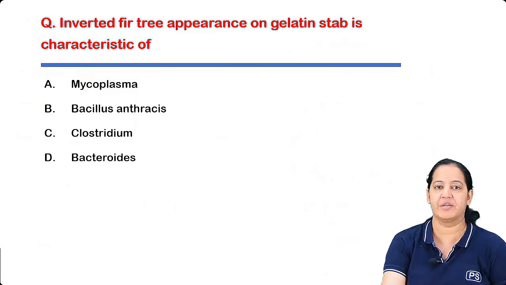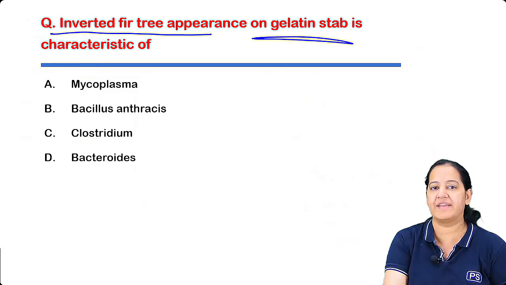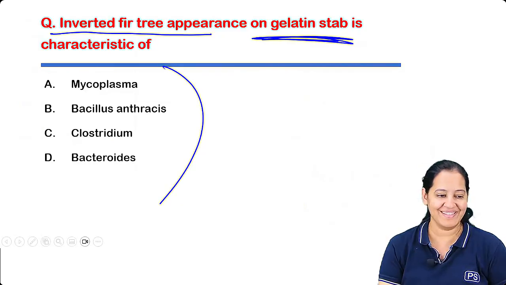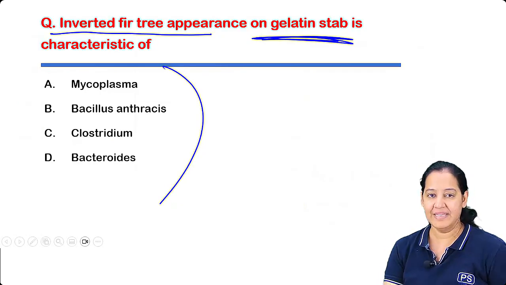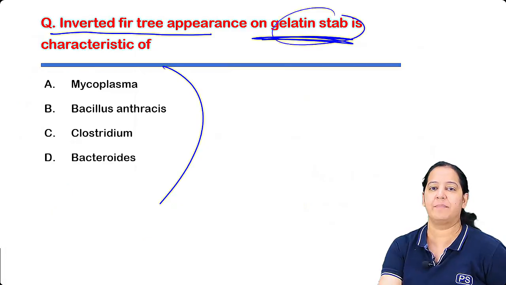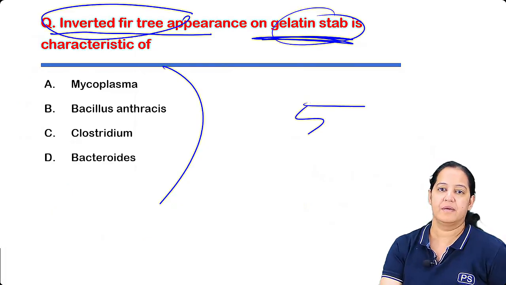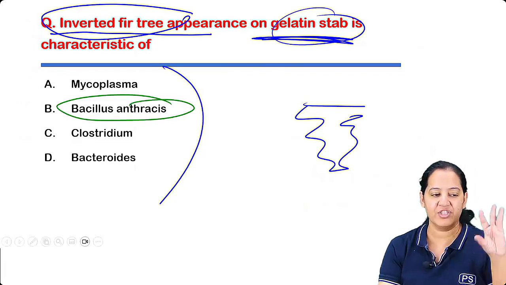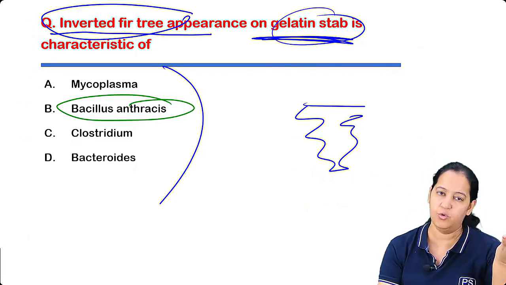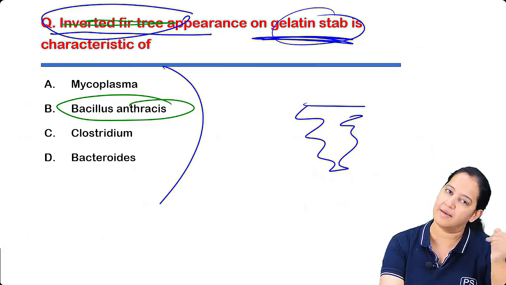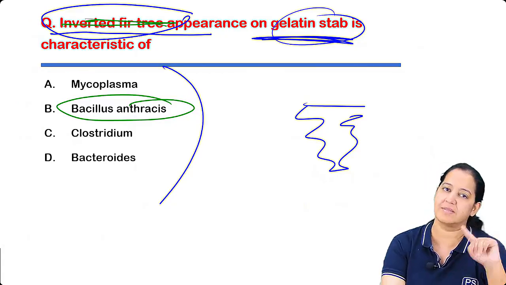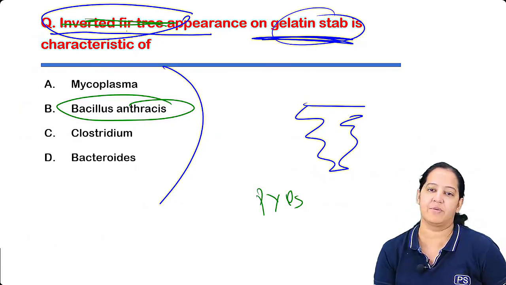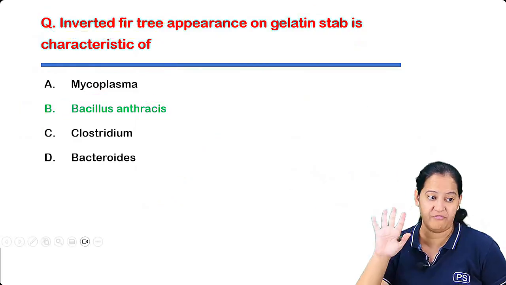Read the question. Inverted fir tree appearance on gelatin stab is a characteristic of which bacteria? What is the correct answer? Inverted fir tree appearance, so obviously, the correct answer is Bacillus anthracis. I can change the question 5 times, the answer is the same. One time I will do medusa head, answer is same. I will do string of pearls, answer is same. And a McFadyean reaction, answer is same. So these all are your PYQs. Please learn all 5.